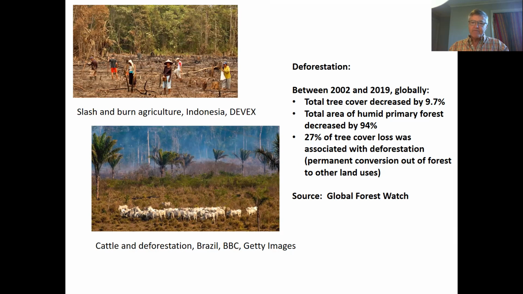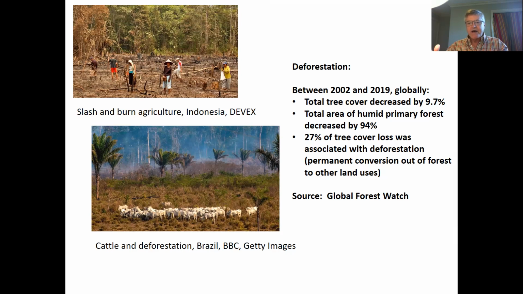Humid primary forest is a particular type of forest, forest that's never been touched, or at least has been forest for, say, 100 years. Primary forest in the humid tropics, so places like Indonesia, the Congo Basin in Africa, the Amazon Basin in South America. The area of humid primary forest has decreased by 94% compared to what we had in 2002. We've lost huge tracts of primary forest, itself a major source of greenhouse gas emissions, as I said, about half of everything we associate with agriculture and land use.